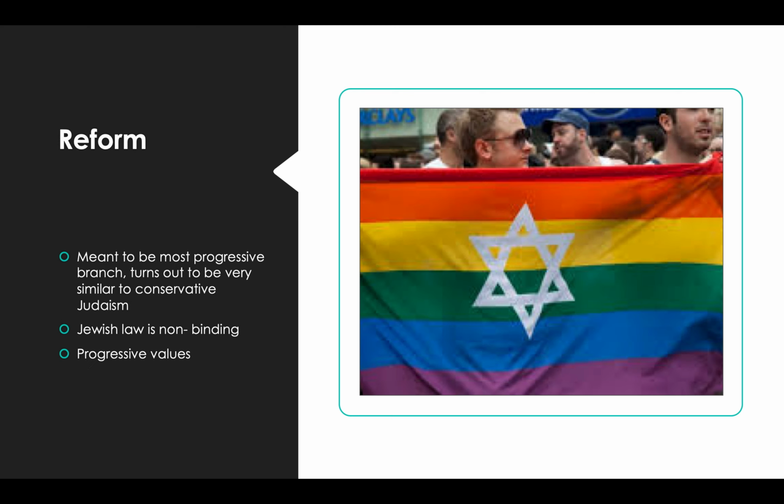So finally, this is the Reform branch. It's meant to be the most progressive branch, but it's very similar to conservative Judaism. There isn't a lot of differences. They believe that Jewish law is non-binding, and they embrace a lot of progressive values. And you'll see in this picture that it represents LGBTQ and Judaism, and how they support each other, and that's very, very common in Reform. They also have women rabbis, and they're just very progressive all around.